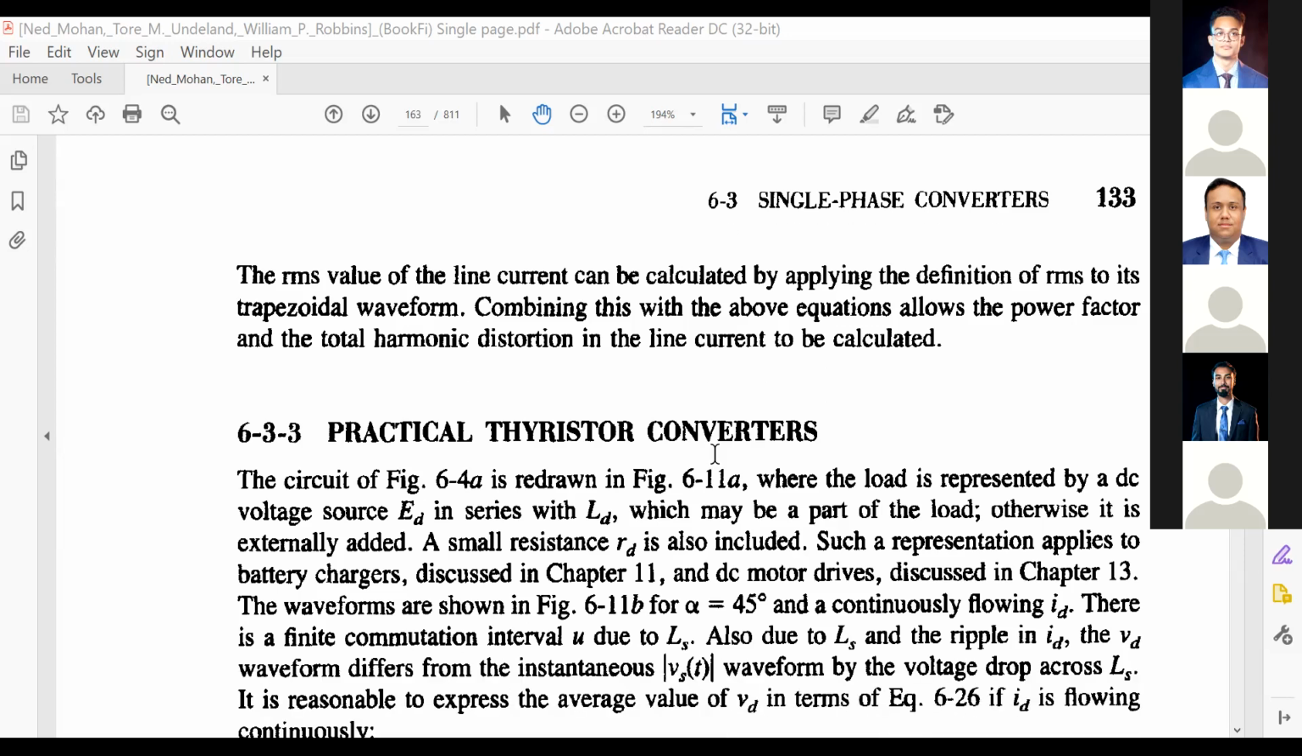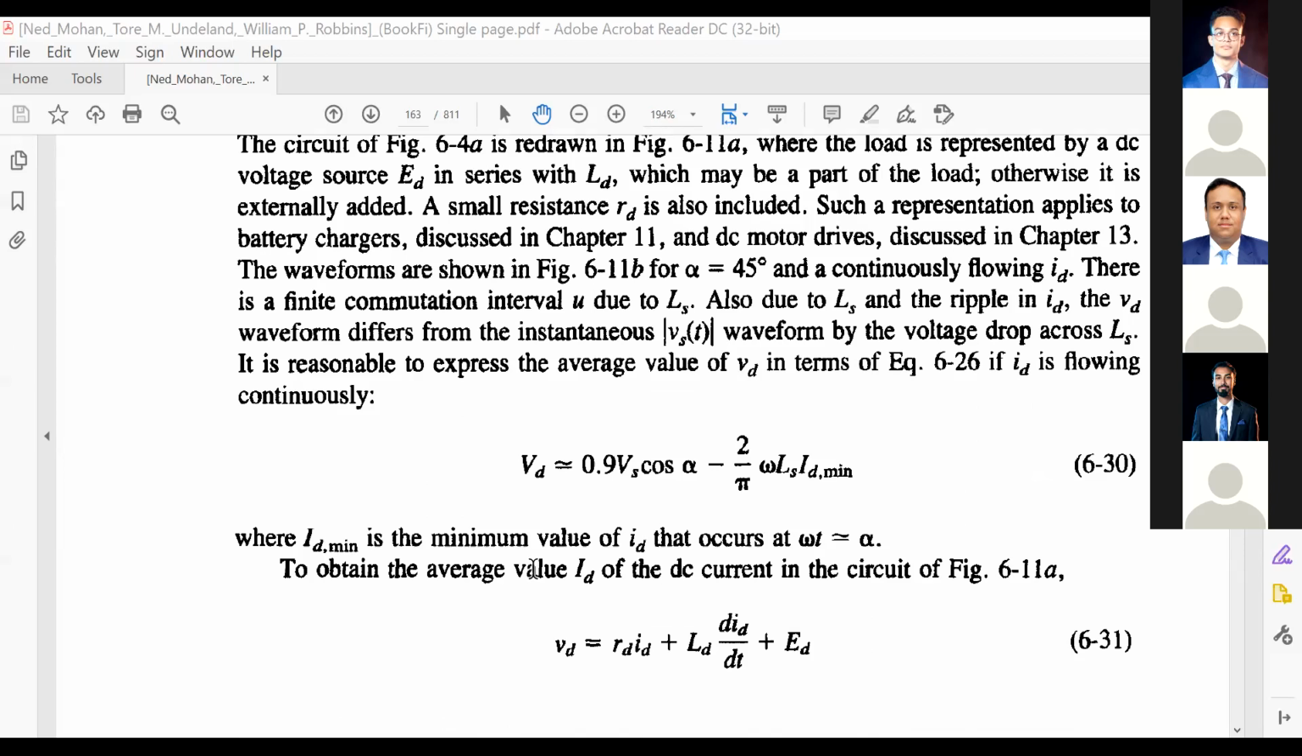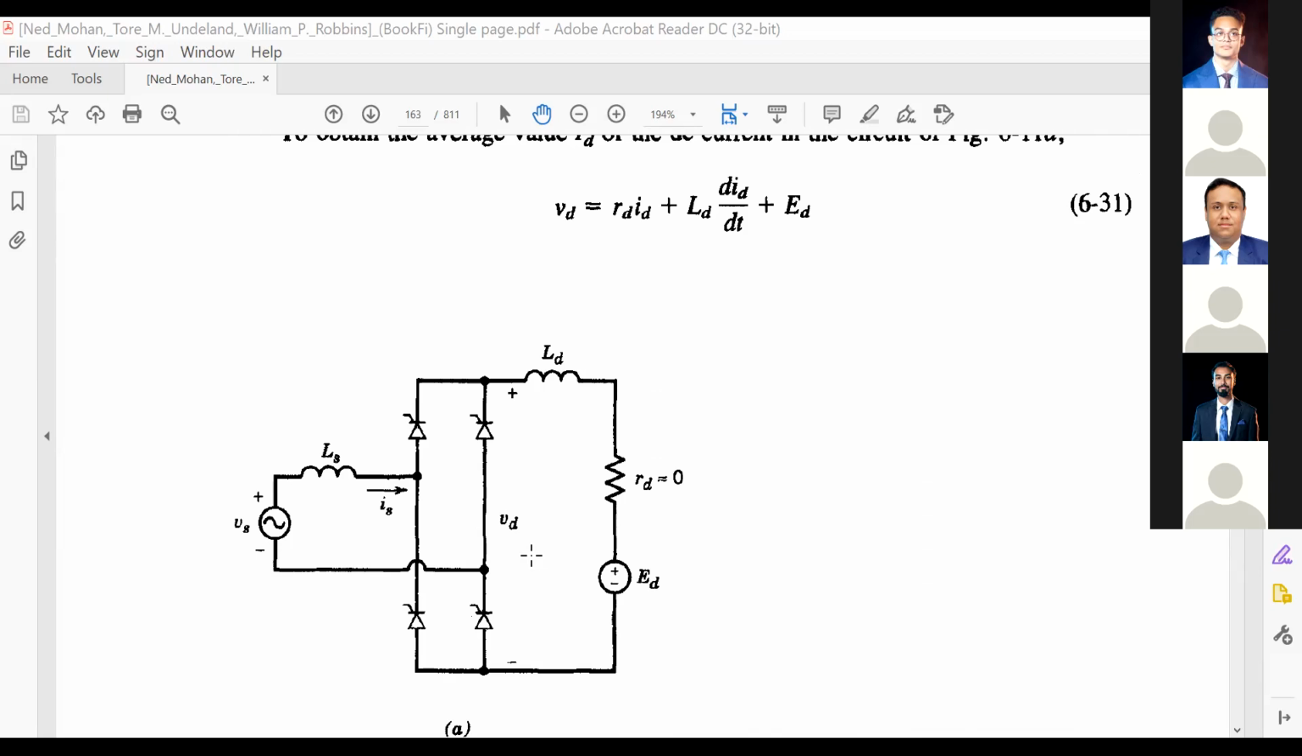So now let us have a look at the practical thyristor converter. This is the practical thyristor converter. So this LS has come from your source. This LD has come from your load. What type of load can we think this is? Sanjida, tell me, what type of load is this one? So it's an inductive load. What is this in the inductive load?